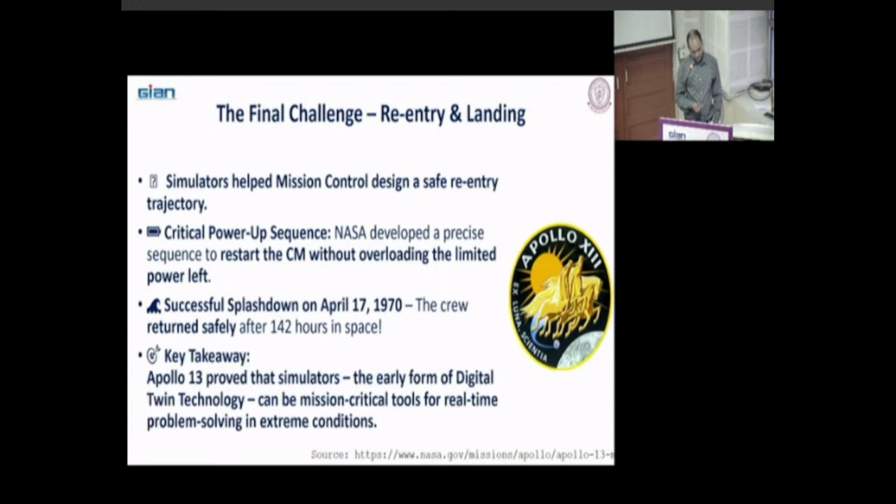So what are the key takeaways? Apollo 13 proved that simulators, the early form of digital twin technology, simulators meaning a virtual replica of your physical system, can be mission-critical tools for real-time problem solving in extreme conditions or in disaster management. Because you don't need the actual system, you can play with that virtual model. Whatever what-if scenarios you can develop there, and you can then recommend suggestions to make changes in the real-life system.